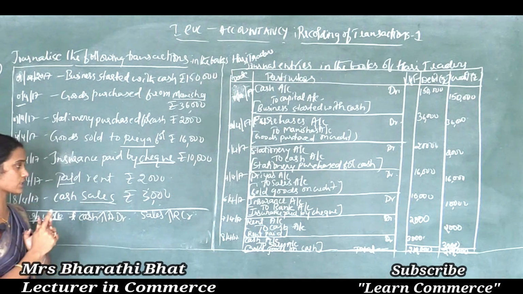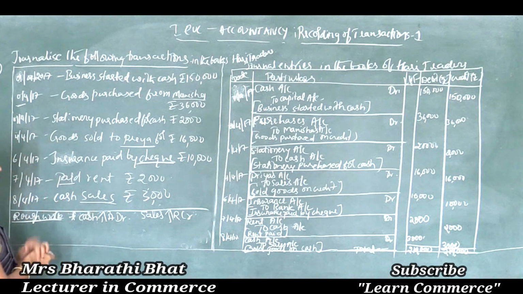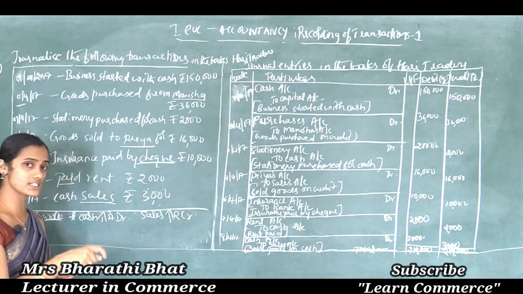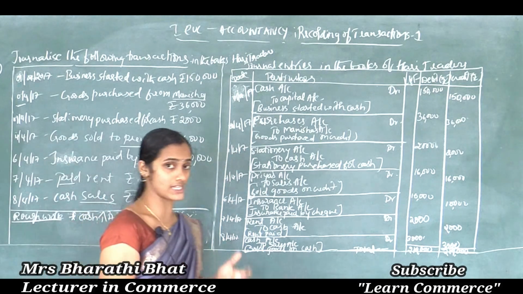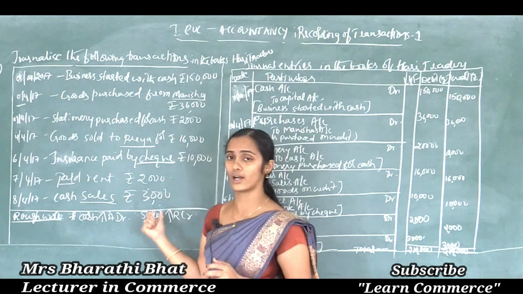Two aspects of transactions are covered. So cash sales. Cash sales means what? Goods sold on a cash basis. So cash shows increased value and sales comes under revenue. So revenue also shows increased value. I hope you understood the sum.